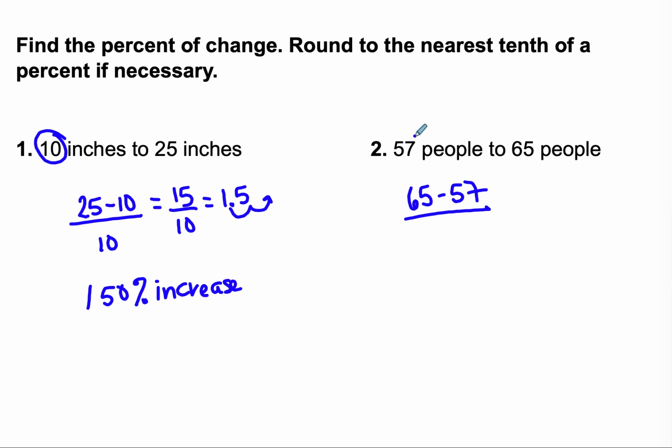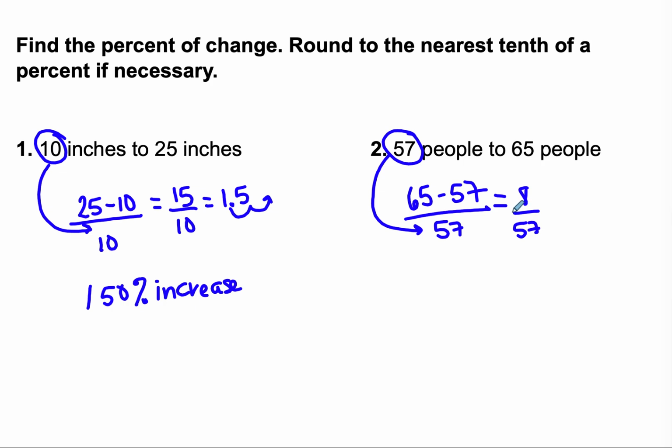Divide by the first number. This is our original number. Original number is the one that's going on the bottom. All right, 65 minus 57, that is going to give us 8. Then we're going to take our 8 and we're going to divide by 57. Again, you can use a calculator if you would like to.